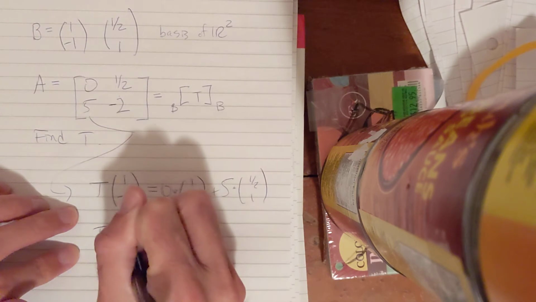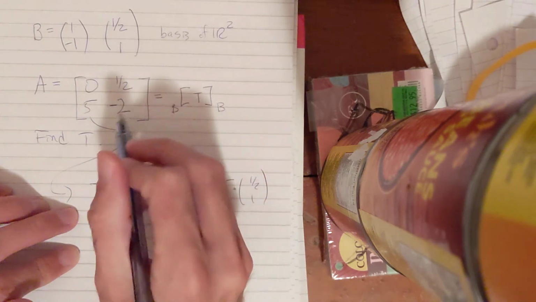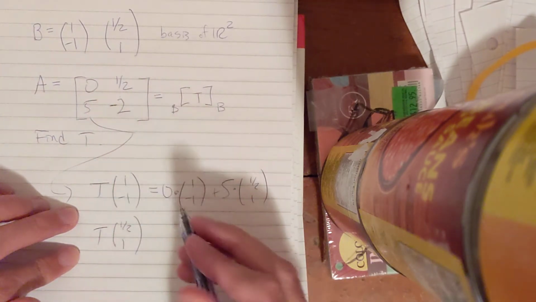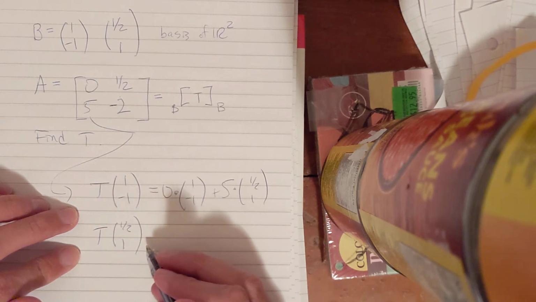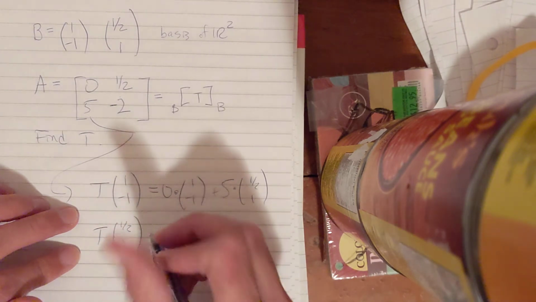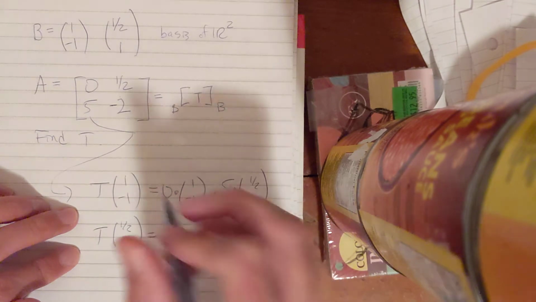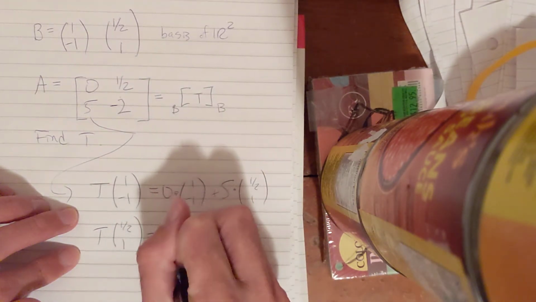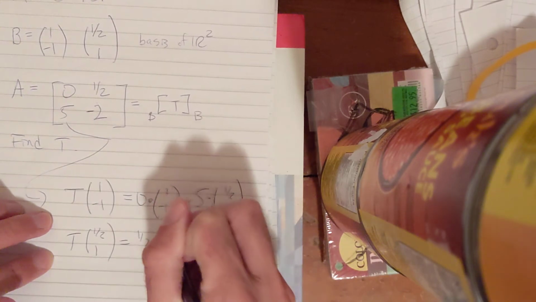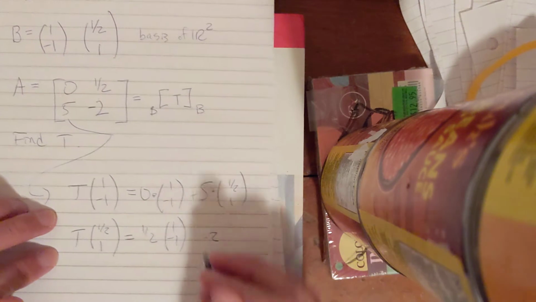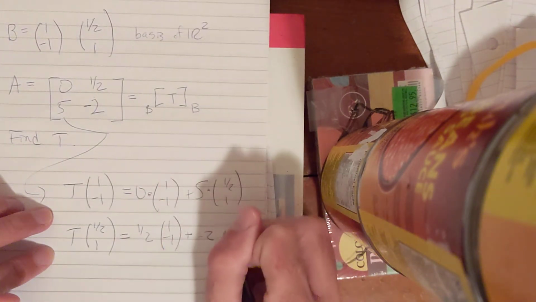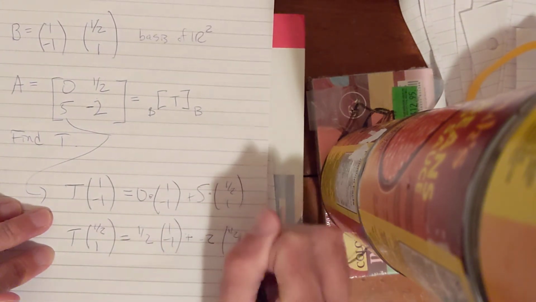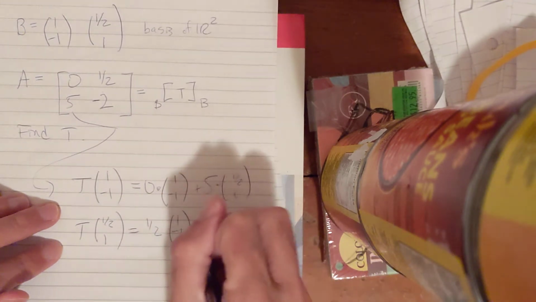And what about T of (1/2, 1)? Well, the second column is 1/2, -2. So that means that the coordinates of T of (1/2, 1) are, the first coordinate is 1/2, second coordinate is -2, and the coordinates are relative to this basis B. So we plug those in.